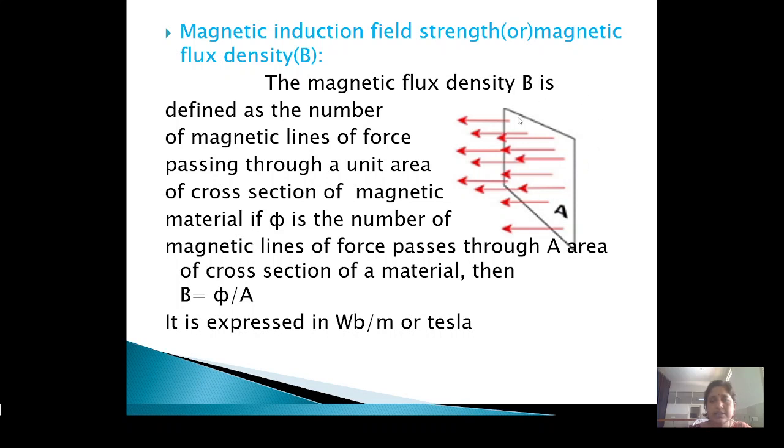See here, this is the unit area of cross section A. These are the magnetic lines of forces. The number of magnetic lines of forces passing through the unit area of cross section is called the magnetic flux density. If phi is the number of magnetic lines of forces passing through an area of cross section A of a material, then flux density B is equal to phi by A. Units for flux density are weber per meter squared or tesla.